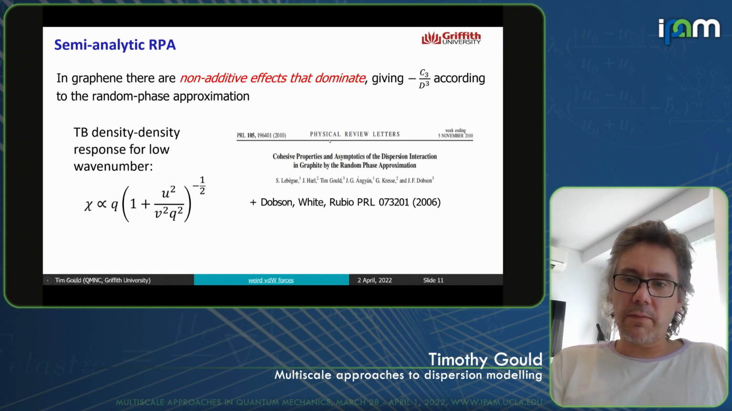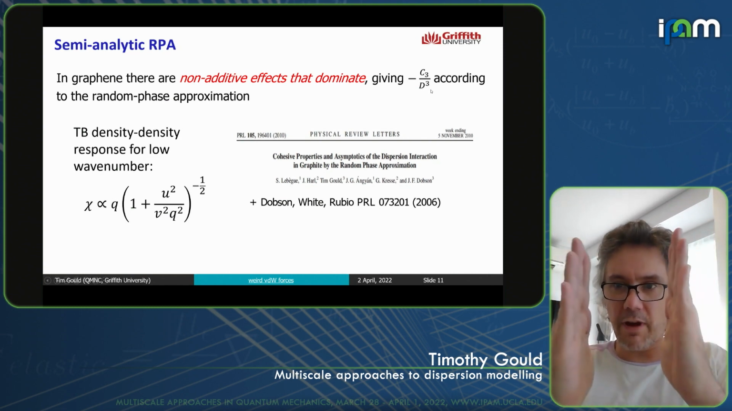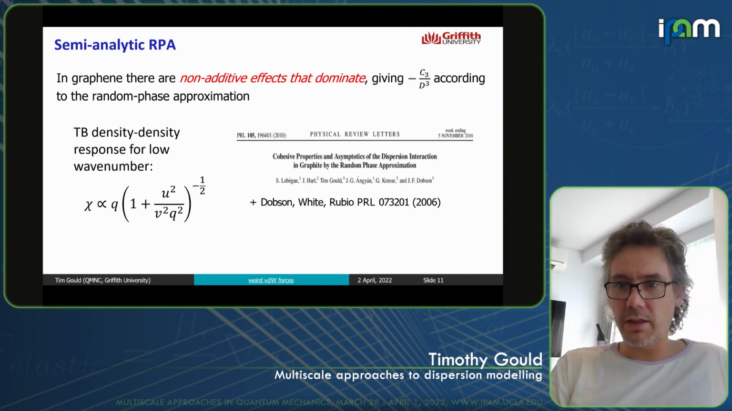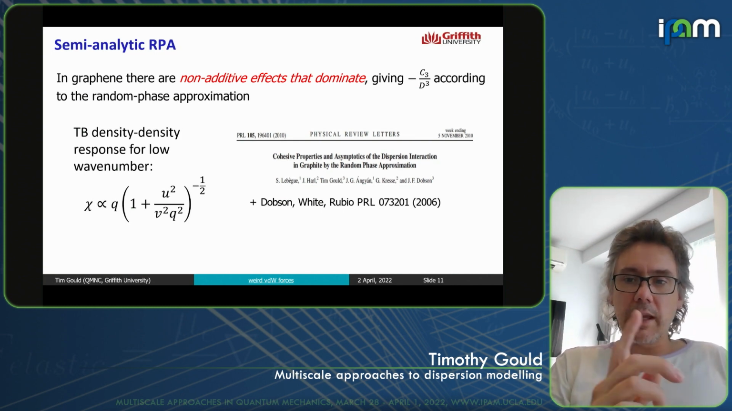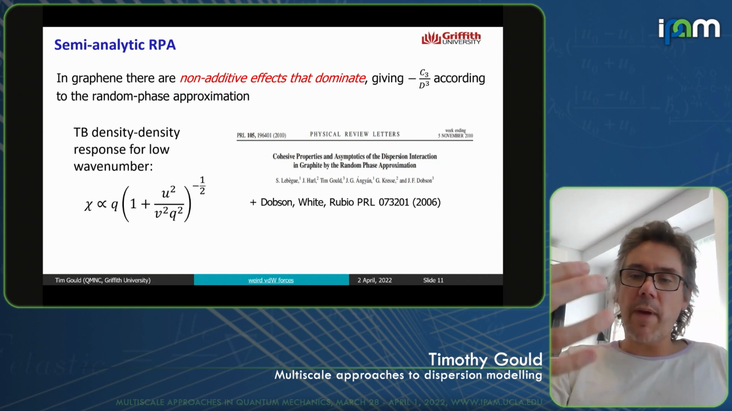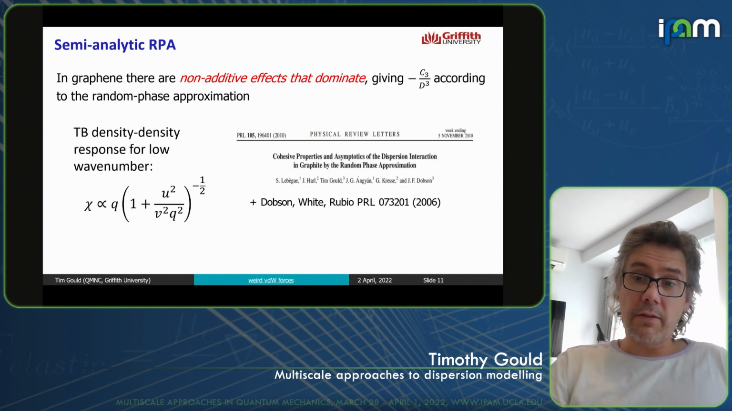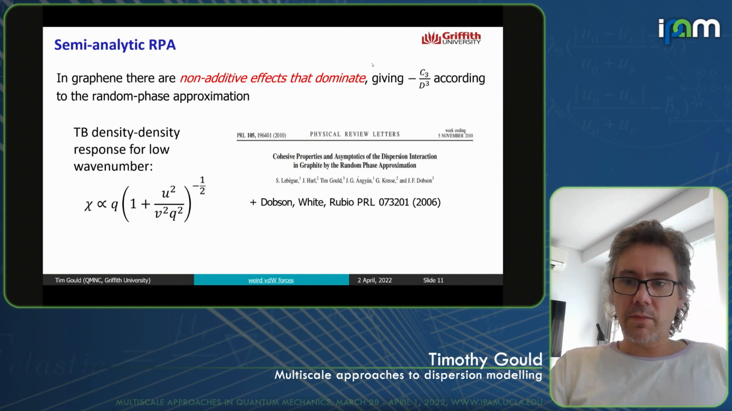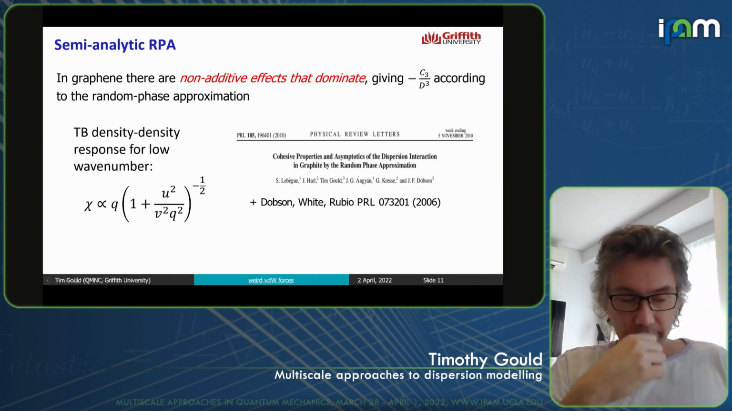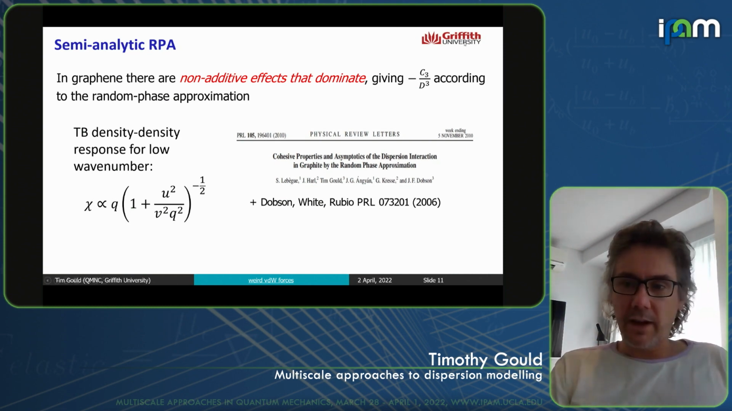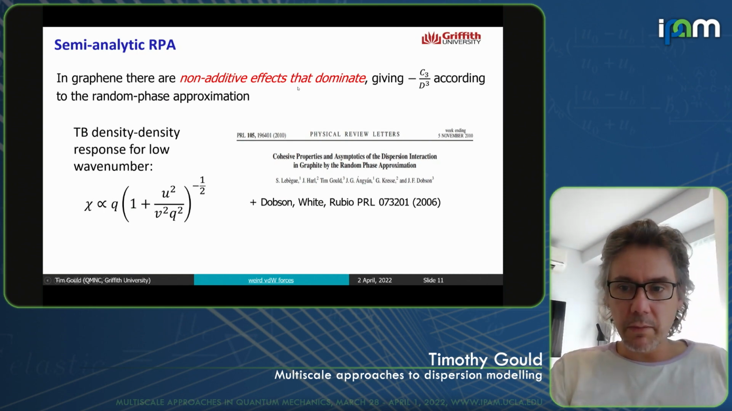So the way we actually can get these insights, the way we could derive the minus C5 halves and D5 halves before, and the way we can show that layers of graphite interact with a minus C3 on D cubed, again, not what you would expect from an additive theory, is essentially by going back to the random phase approximation. There are variants of the random phase approximation, I mean, the simplest one, basically.